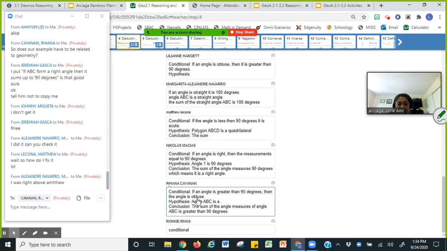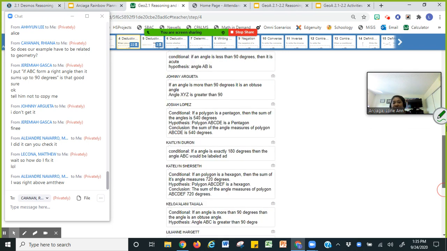So let's say your hypothesis would be angle ABC is greater than 90 degrees. So you still have to follow the same order in the conditional. So hypothesis would be angle ABC is greater than 90 degrees. There. Your conclusion will be then angle ABC is obtuse. There you go. Rocky, come on, come up with a conditional.